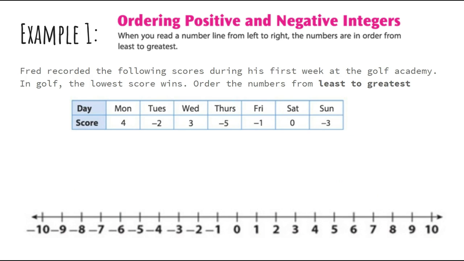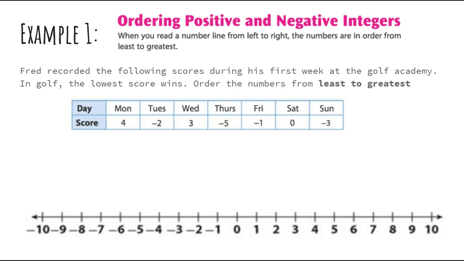We can use this information to order positive and negative integers. When you read a number line from left to right, the numbers are in order from least to greatest. So we can plot our numbers on our number line and read them from left to right to order them from least to greatest.